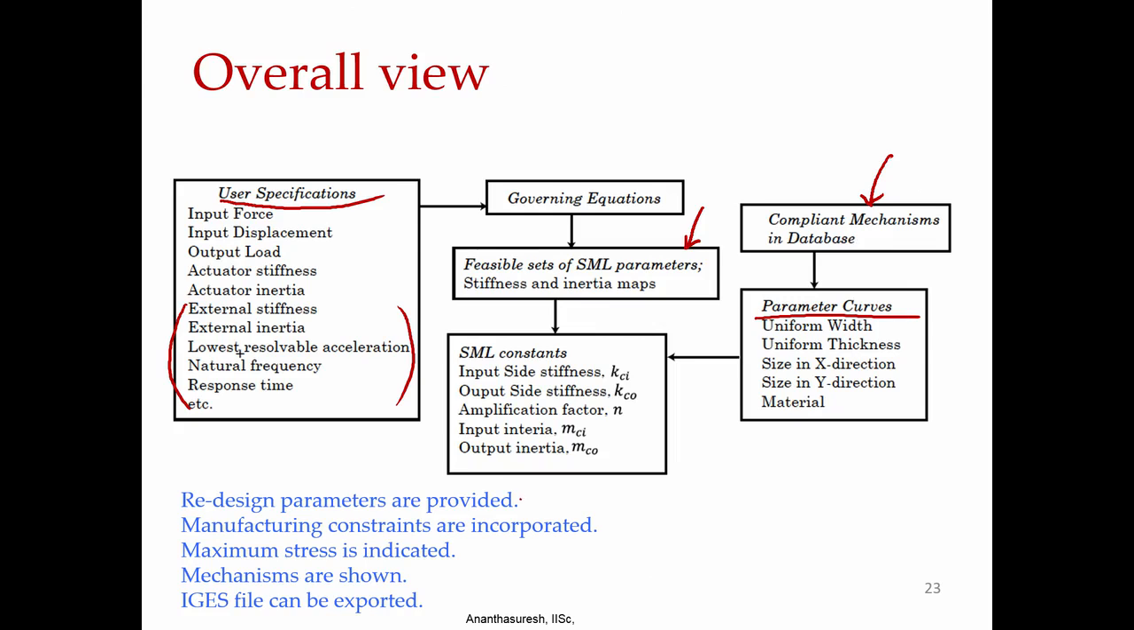So, redesign parameters are provided, manufacturing constraints can be incorporated, and maximum stress is indicated all the time. Press a button, and it will show you what the maximum stress in the design is. That means that inside this user interface there is finite element analysis running all the time. Once you choose a mechanism, we can actually create an IGES file and go to manufacturing readily. So, it is a very pragmatic design where you select and redesign if what is selected is not good enough.